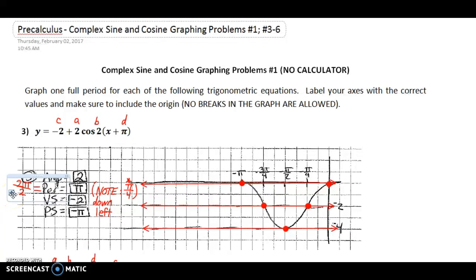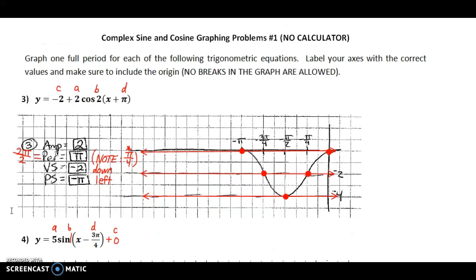So the directions for each of these are to graph one full period for each of the following trigonometric equations and label your axes with the correct values and make sure to include the origin. In class I had initially said that the origin had to be the point (0, 0), but as long as you have one full period of your graph, I'm not concerned about you having the origin be an actual point in your graph. However, you do have to accurately label your axes, and that's probably the most challenging part of these problems. So taking a look at number 3 here.